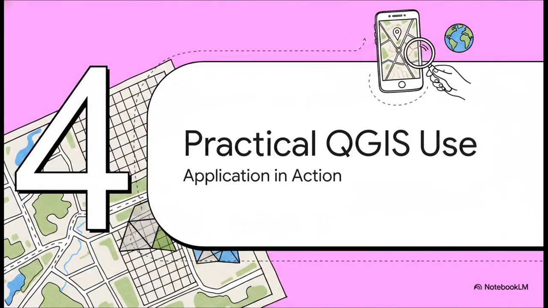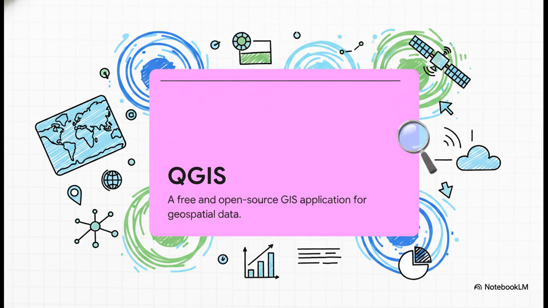All right, Section 4, practical application with QGIS. Let's put this into action. Enter QGIS. Now, the greatest barrier to entry for GIS technology used to be the immense cost of the software. It was highly specialized. But QGIS completely flipped the script. It is a completely free, open-source, cross-platform desktop application.